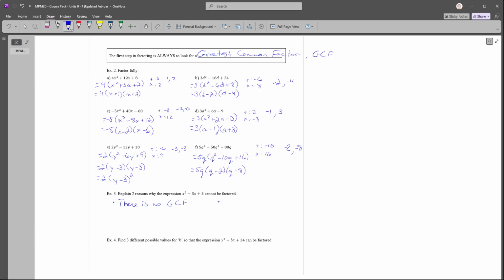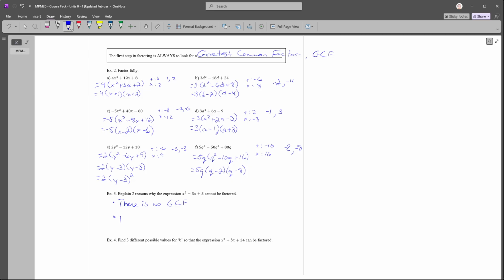Okay, what else? This is a simple trinomial. We know how to solve a simple trinomial. We have to find two numbers that add to b, which is 3, and multiply to 5. Unfortunately, there are not two numbers that add to 3 and multiply to 5. There's no combination therein because 5 only has two multipliers, 1 and 5. And no matter what combination of signs you use there, you're never going to get to a 3. So that's another reason why this cannot be factored.